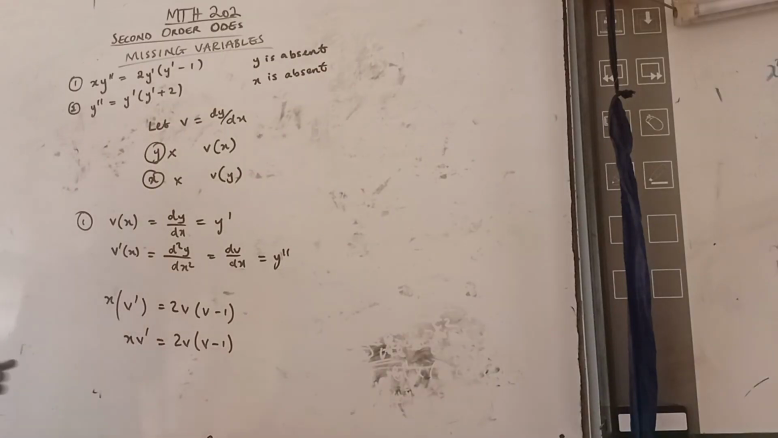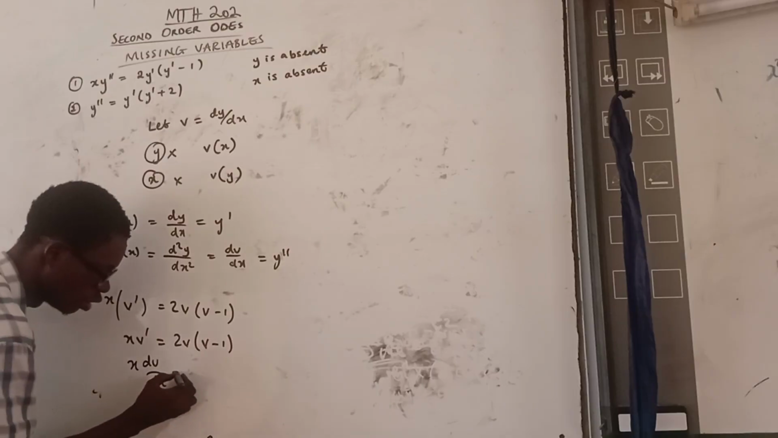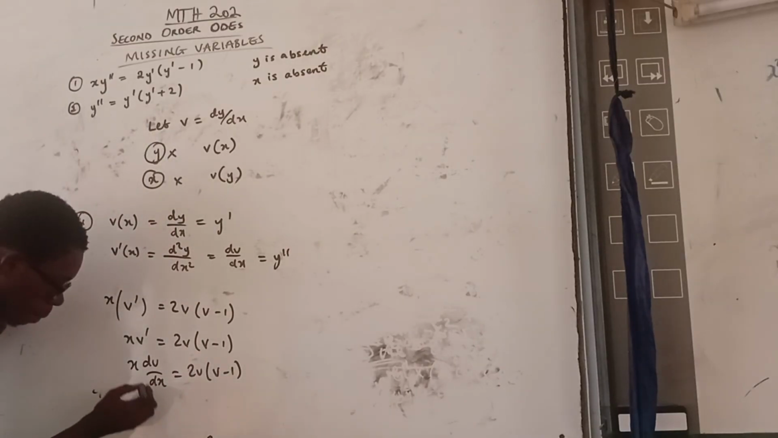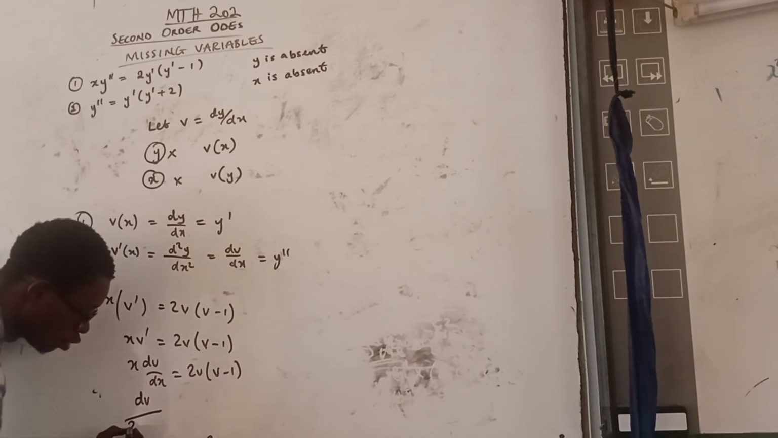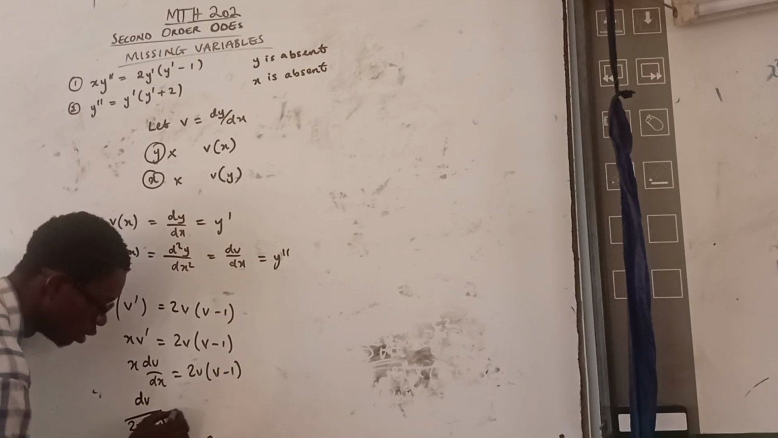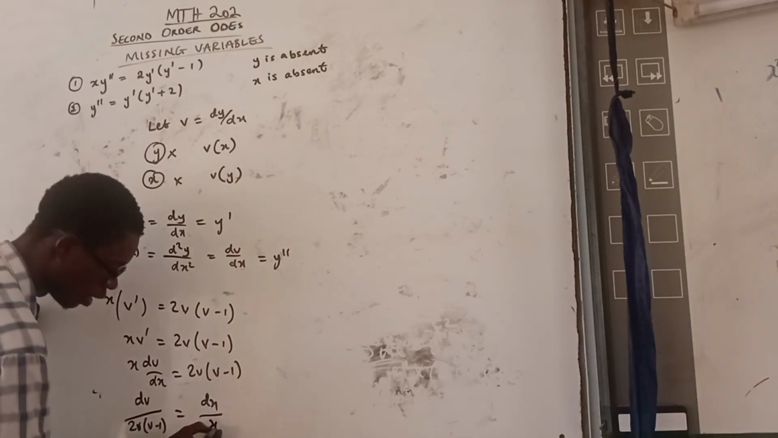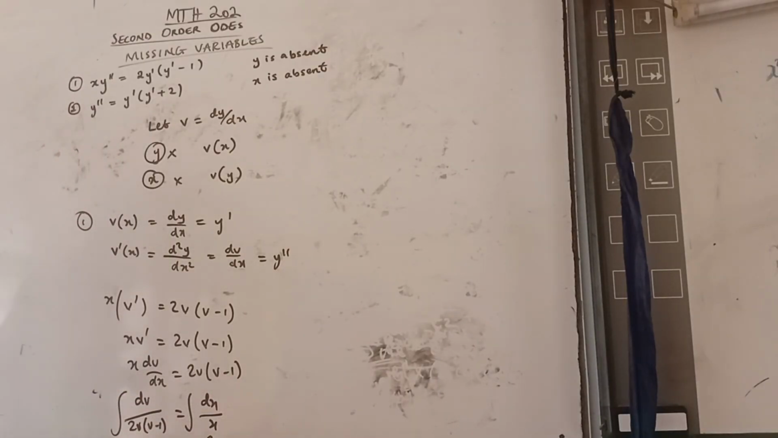So what am I going to do whenever I have something like this? This is a separable equation in terms of v and x. This is the same thing as writing x dv/dx equals 2v into bracket v minus 1. So I can separate this and say dv over 2v into bracket v minus 1 equals dx over x, and I integrate both sides with respect to whatever they are to be integrated. So now let's integrate this.